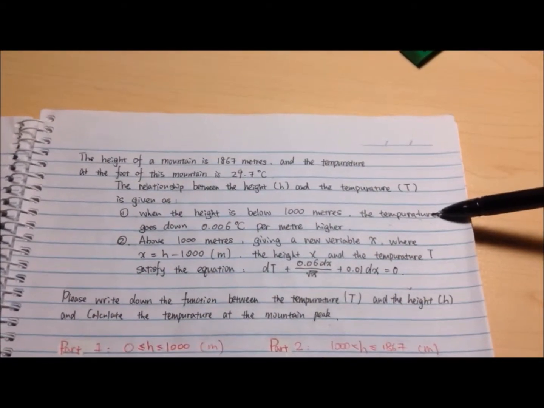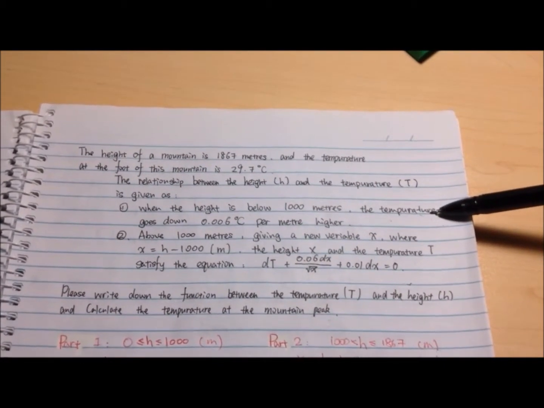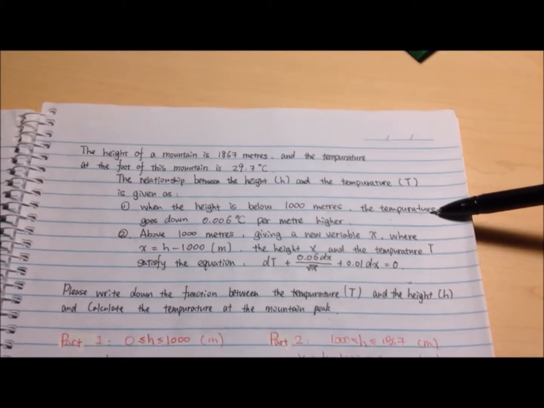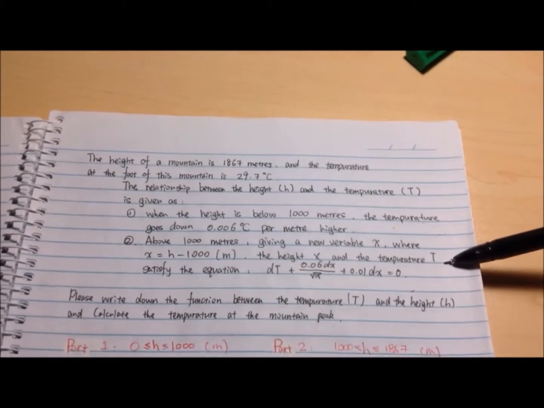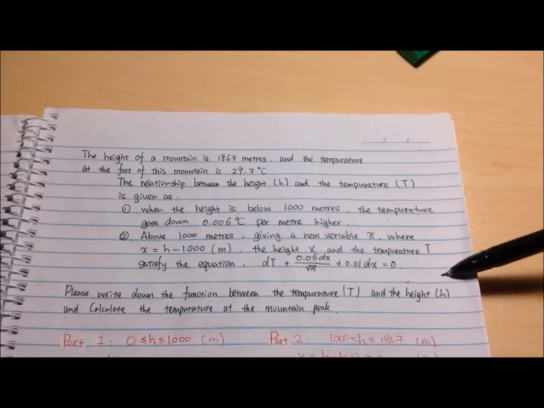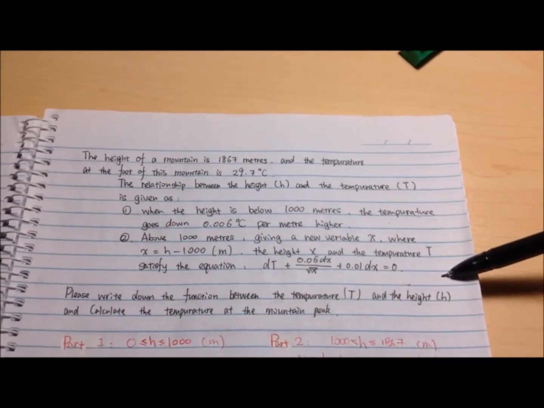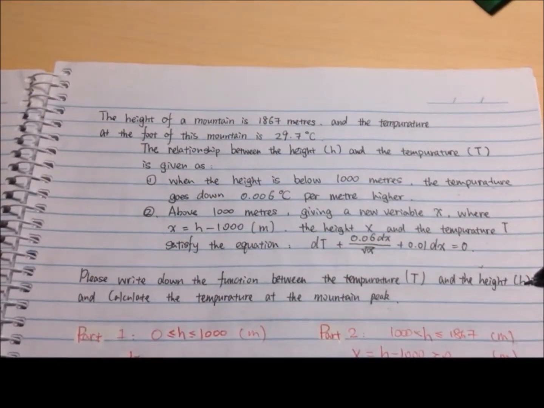is below 1000 meters, the temperature goes down 0.006 per meter higher, and above 1000 meters, giving a new variable x, where x is equal to h minus 1000 meters. The height x and the temperature T satisfy the equation given here. So please write down the function T of h and calculate the temperature at the mountain peak.